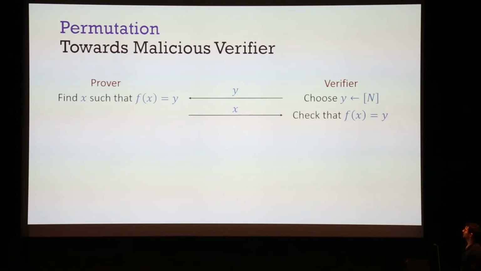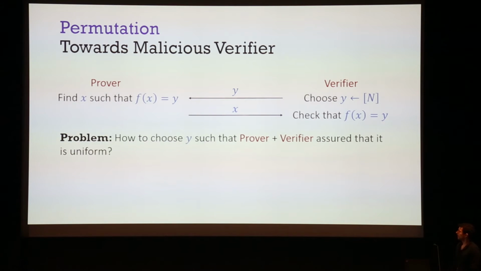And so what was the problem here? Our problem is how to choose y. The prover cannot be sure that the verifier chose y at random, but the verifier cannot just let the prover choose it, because this will hurt the soundness property. So somehow we need to choose y such that both the prover and the verifier know that this is uniform.